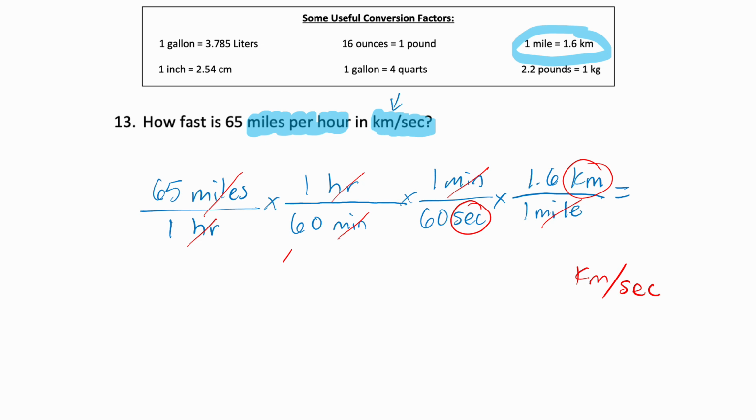So now we do have values on the denominator, so we're going to have to divide in those cases. So we have 65 divided by 60, press equals, divide by 60, press equals, and then multiply by 1.6. That's going to give us 0.0289 kilometers per second, which is your final answer.